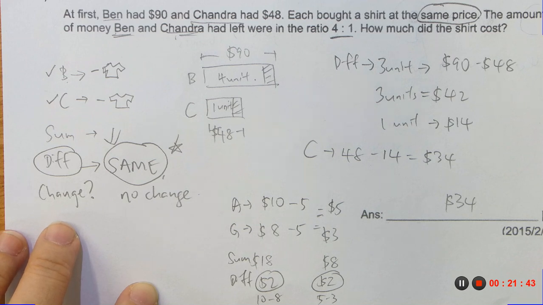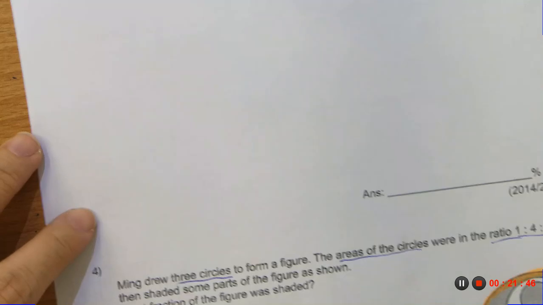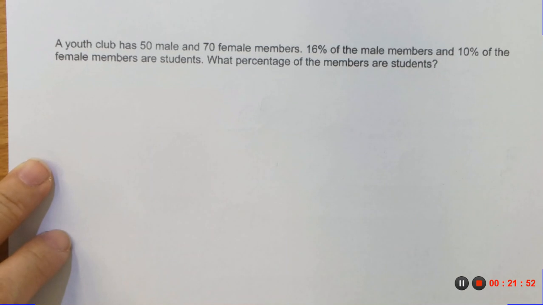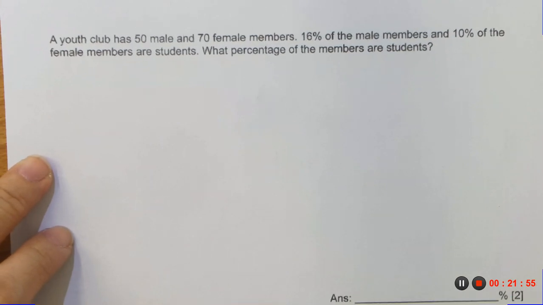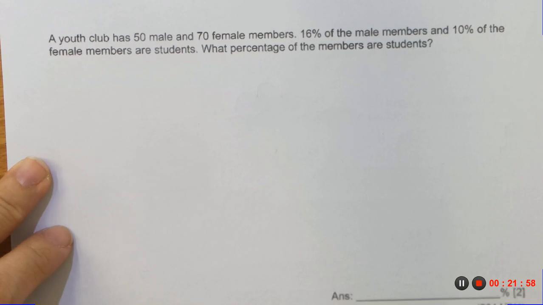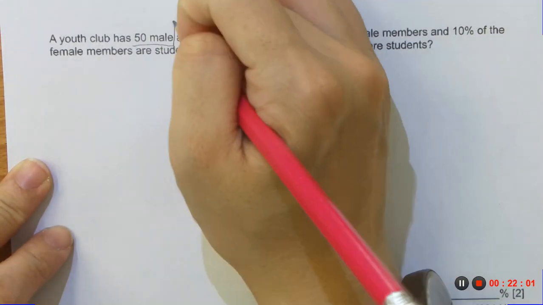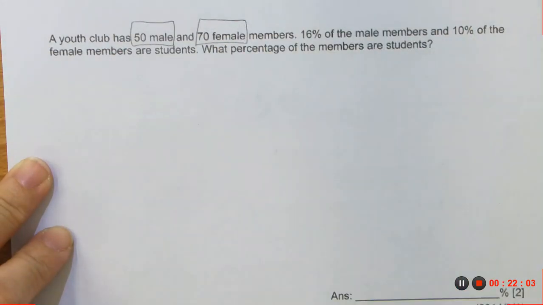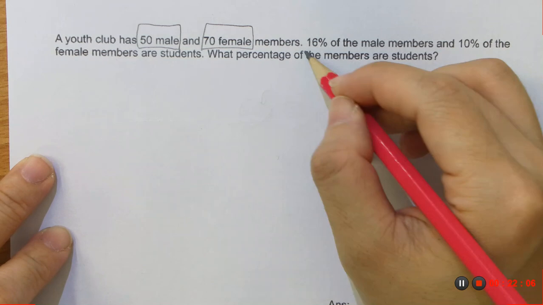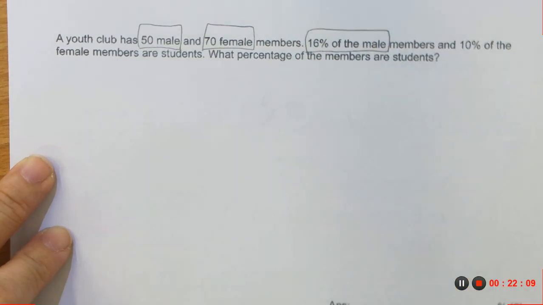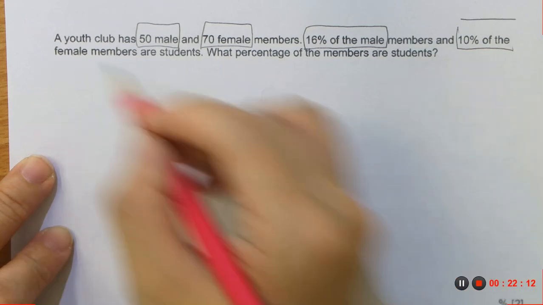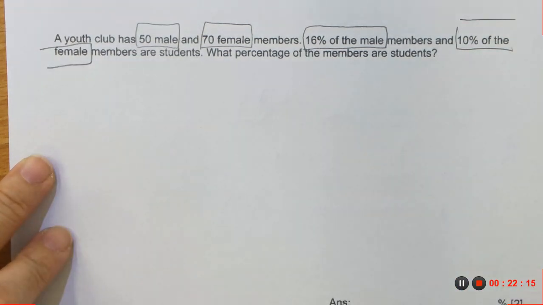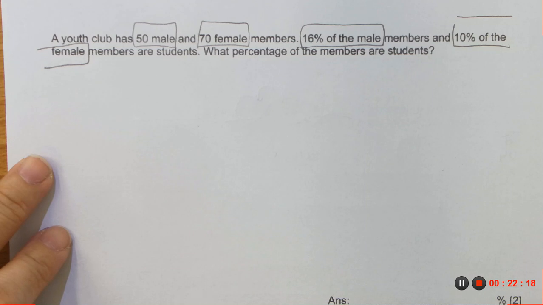Okay? Last question. Last question, percentage question. This one I say considerably easy. Because the male is 50, the female is 70, the first percentage that is shared is about the male members. The second percentage that is shared is about the female members. So the percentages are not really overlapping each other.